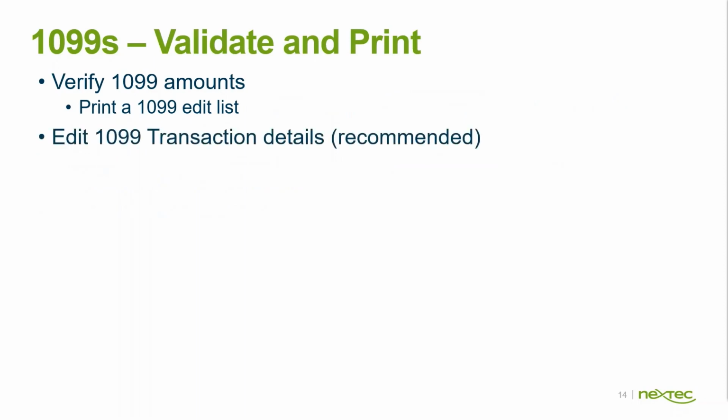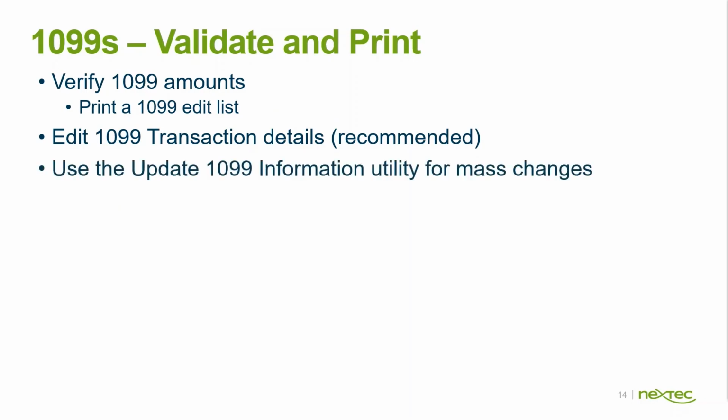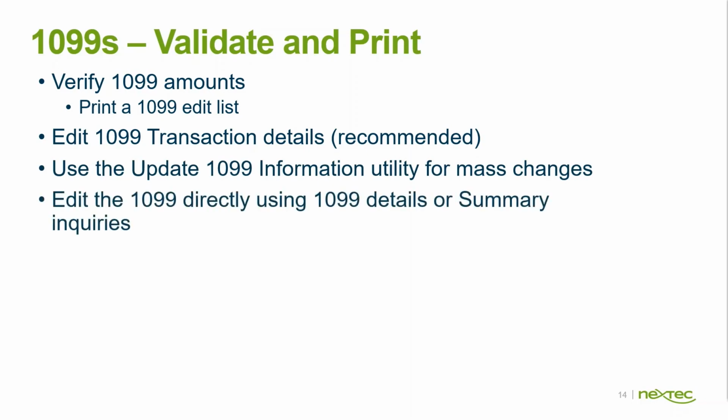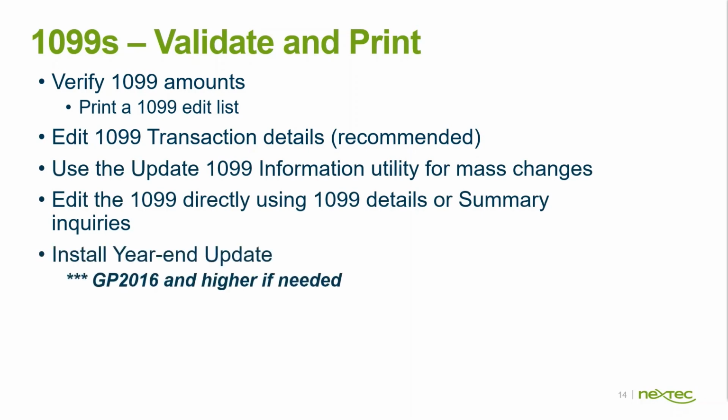You have a few options if you need to make changes. You have the Edit 1099 Transaction Detail. This is the one that's most recommended. You can use the Update 1099 Information Utility for mass changes, and edit the 1099 directly using the 1099 Details or Summary inquiries. You will need to install the year-end update for GP 2016 and higher, and then you're going to print your 1099s.